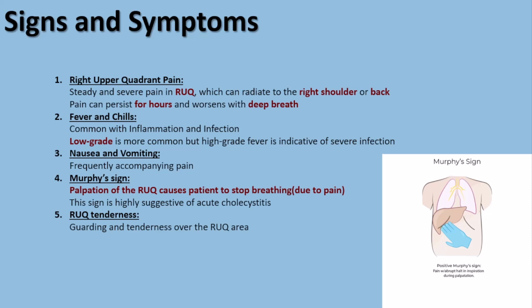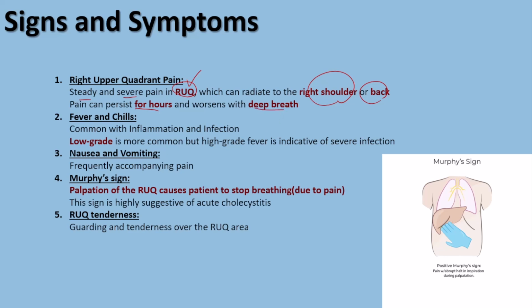So the next point that you have to know for cholecystitis is the signs and symptoms. So the first sign is right upper quadrant pain. This is usually present in more than 90% of the patients, and this is a steady and severe pain in the right upper quadrant region. The pain can also radiate to the right shoulder and back of the patient, and the pain can persist for hours, and it is usually worsened with deep breaths.